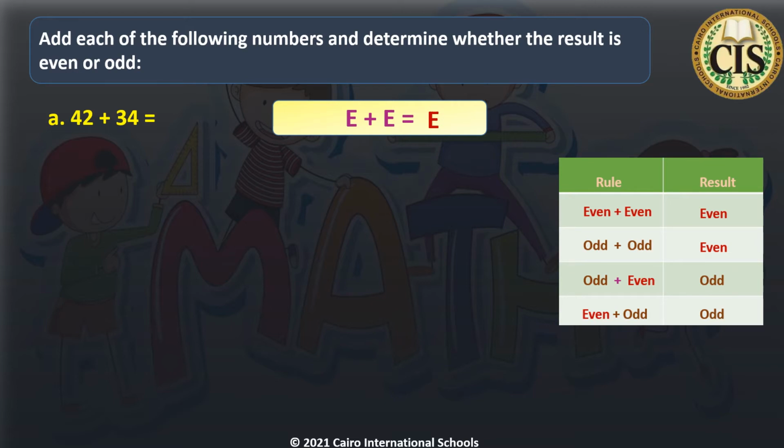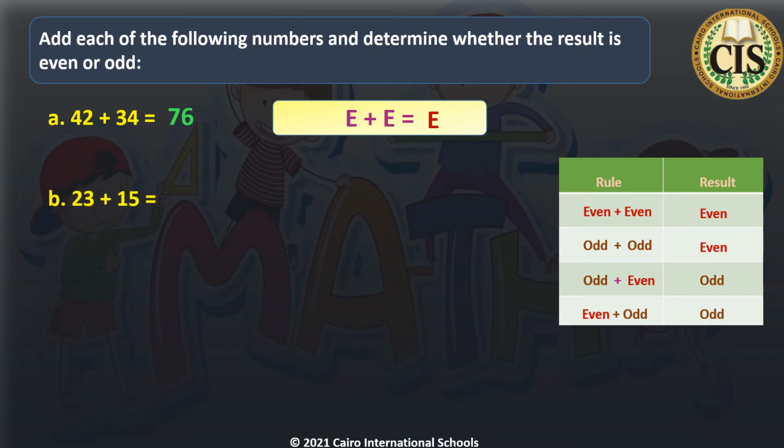Now let's check. 42 plus 34, add ones with ones and tens with tens. 2 plus 4 equals 6. 4 plus 3 equals 7. So the result will be 76. Now let's check. Look at the ones digit in 76. Yeah, 6. 6 is an even number.